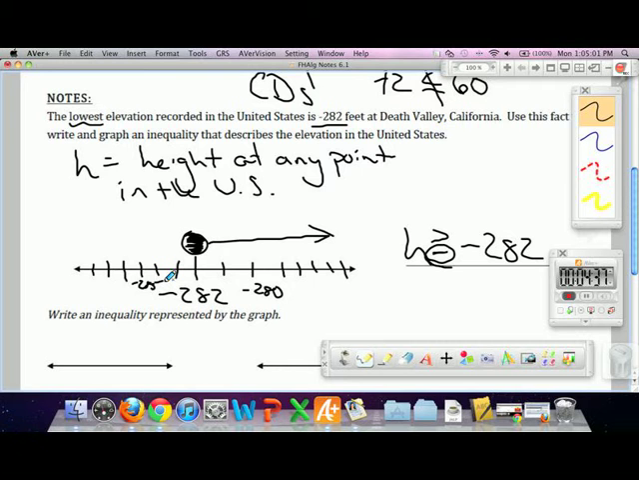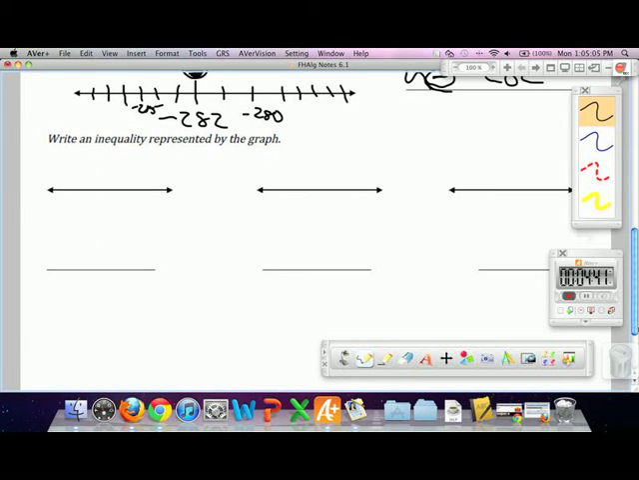In these three below, I'm going to make up some number lines, and you're going to write an inequality for me. So here's a number line. I'll even fill in all these values here.